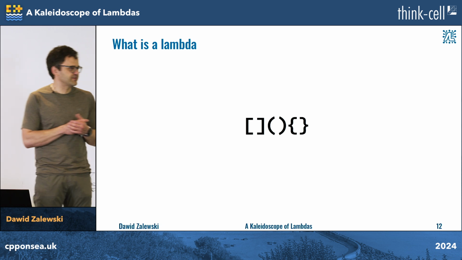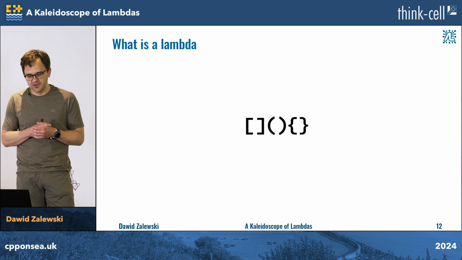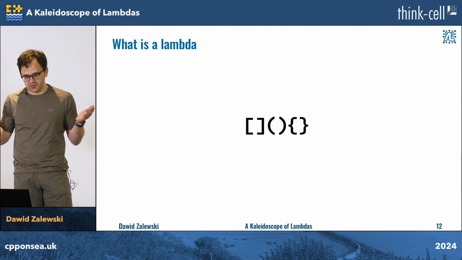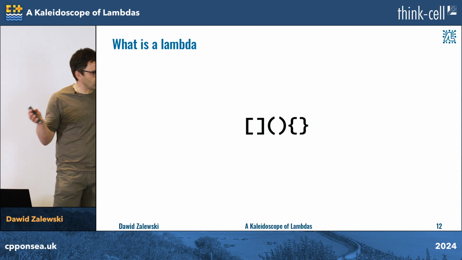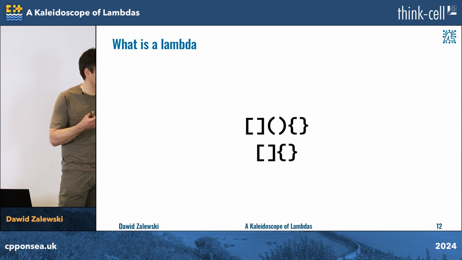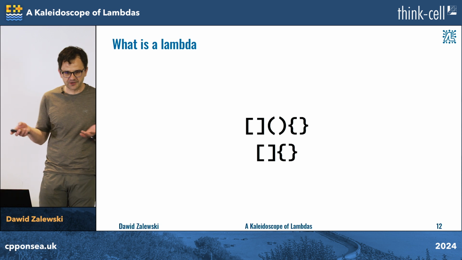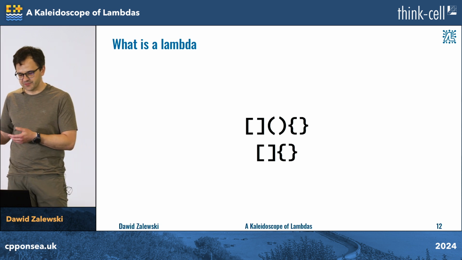I mean, a lambda is basically three different brackets, one after another, in a very specific order, right? You have square brackets, normal brackets, and curly braces. This is almost the simplest lambda, because nowadays you can also write something like this, and this is also a lambda if you don't take any parameters. So, four characters already are a full lambda expression.